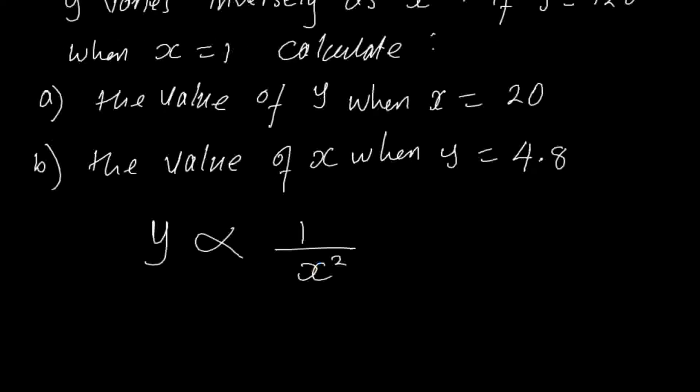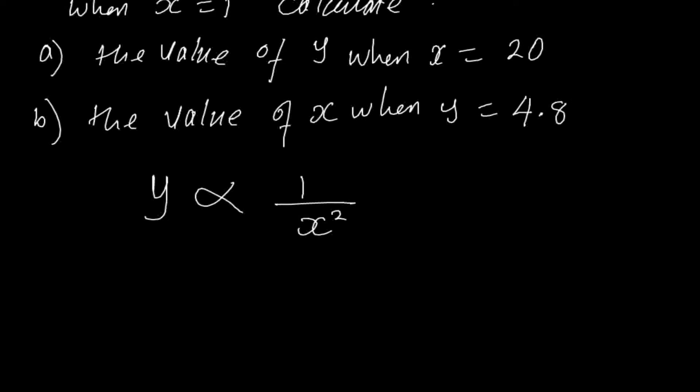And then writing it in equation form, we shall change this to an equal sign but introduce the constant of proportionality, k, times 1 out of x squared. So this is our equation: y is equal to k times 1 out of x squared.